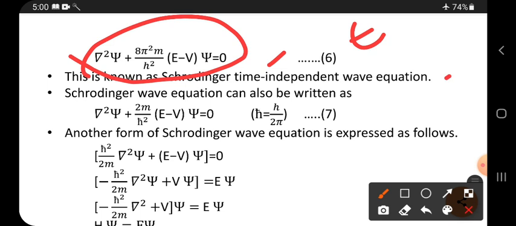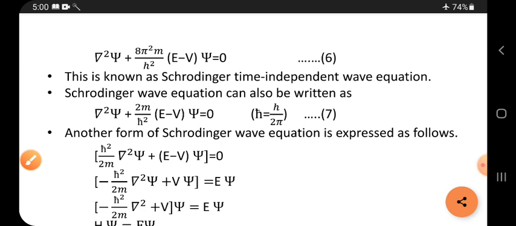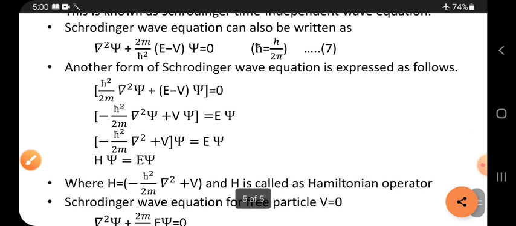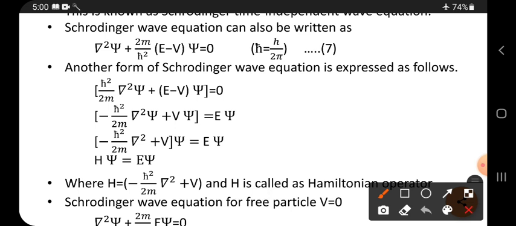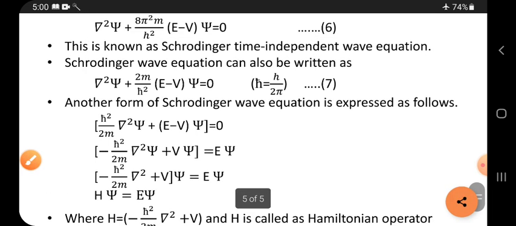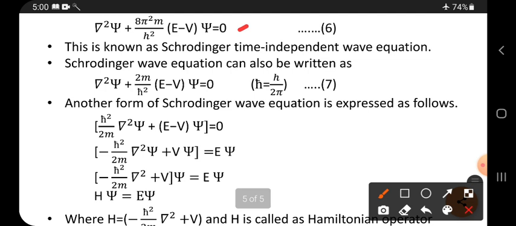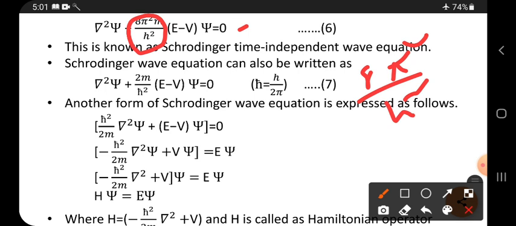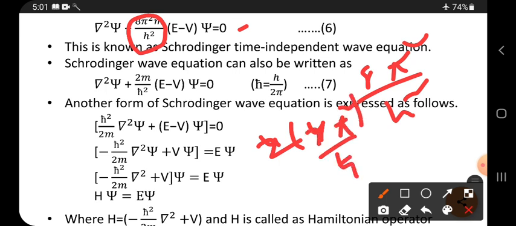Wave equation. And this equation is also written in the form of h cut or h cross. So how can we write it in terms of h cross? See here, this is equation 6, and here 8 pi square by h square is there. 8 pi square can be written as 2 into 4 pi square by h square, and this 4 also can we write as 2 square?